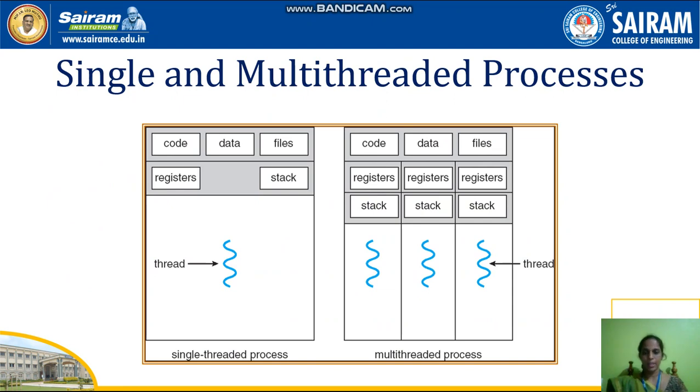This is the pictorial representation. A single-threaded process has registers, stack, code, data and files. Coming to a multi-threaded process, code, data and files will be common, and each thread will have its own registers and stack. Registers include the program counter also. So this is the single and multi-threaded process.